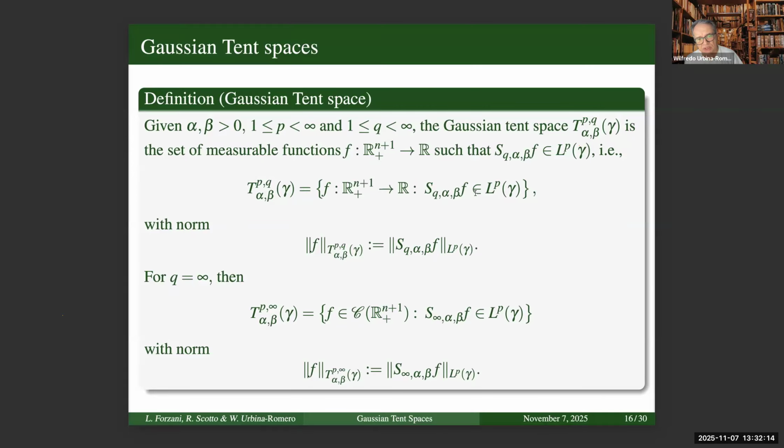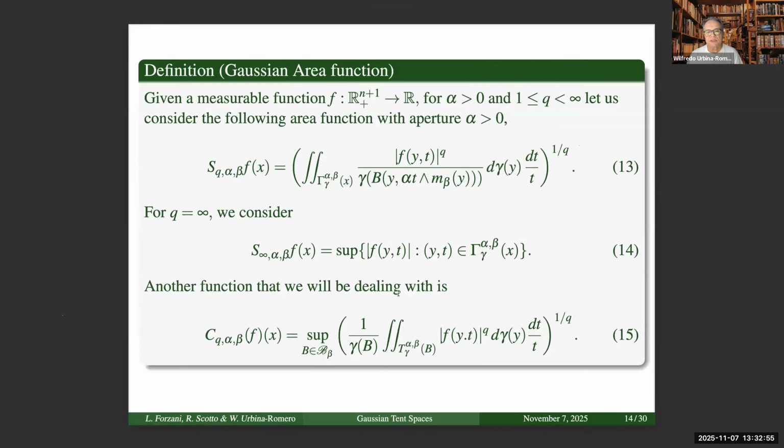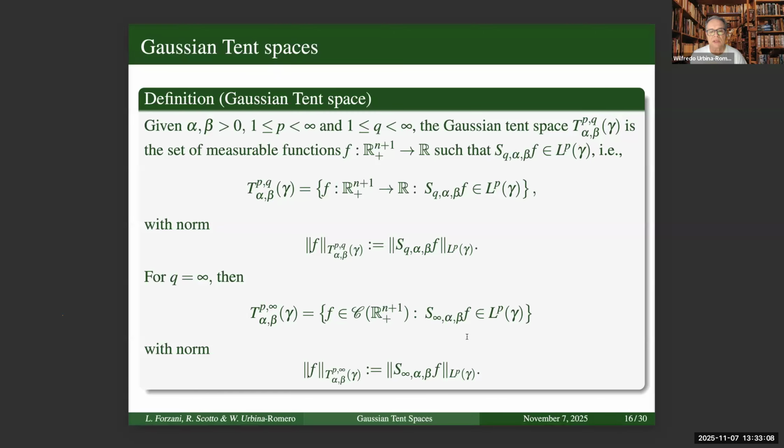And it's different. As I already said, Mas, Van Neerven, and Portal give an alternative definition without using the area function, but they have the drawback that they have to restrict to the local area. And the case Q infinity is the same, but with the S infinity, which is the supremum over the cone. And for the case when P is infinity, we need this extra function C, which is not exactly following the same pattern. So we need to use this one for P equal to infinity. And the tent norm is nothing but the L^P norm of the corresponding function.